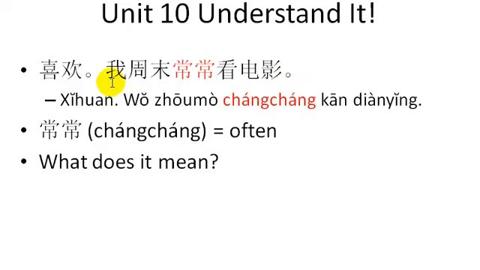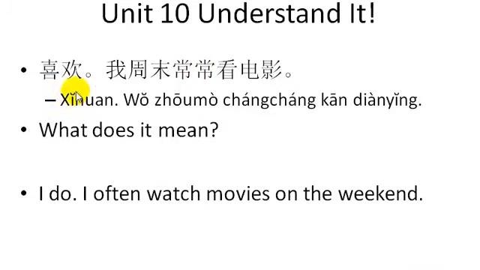我周末常常看电影. Okay, 常常 is a word for often. So that should make sense to you now. 喜欢，我周末常常看电影. Now think about that for a minute. You can pause if you want. 喜欢，我周末常常看电影. I do. I do like movies. I often watch movies on the weekend. Okay, so here it comes. Gao Wenzhong.